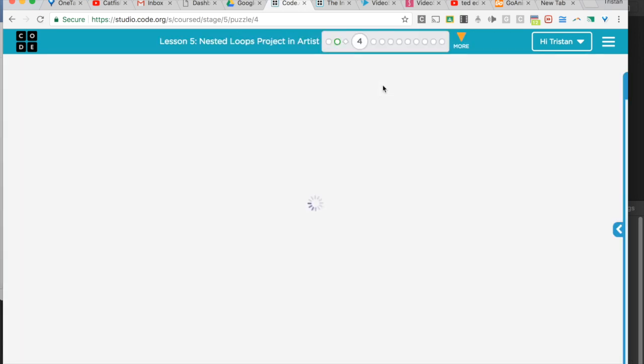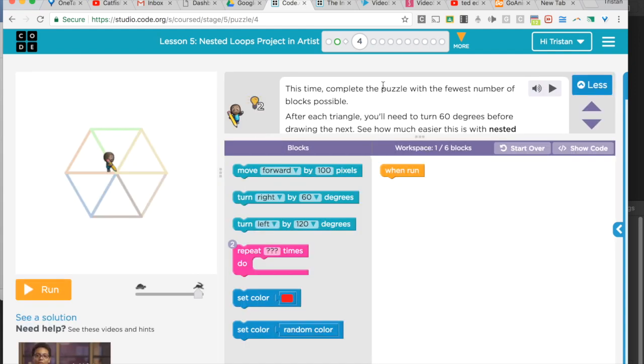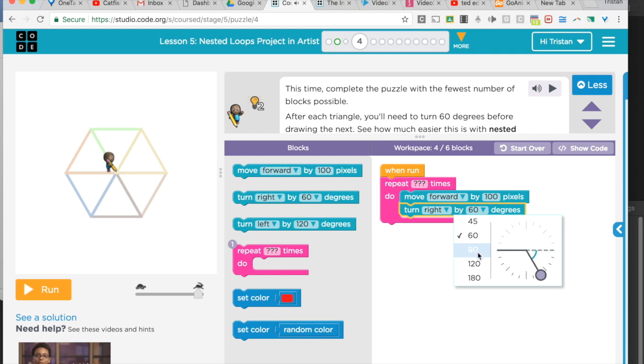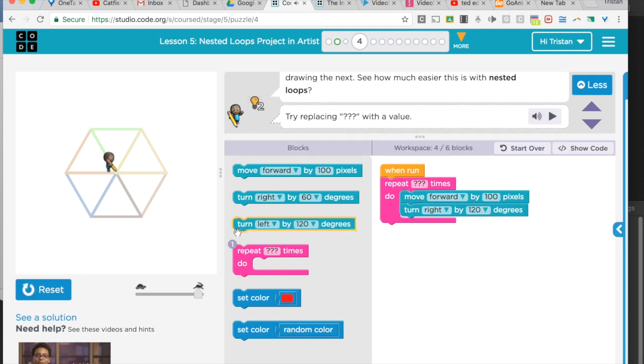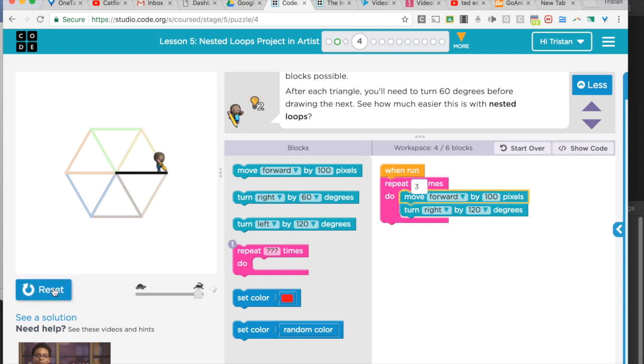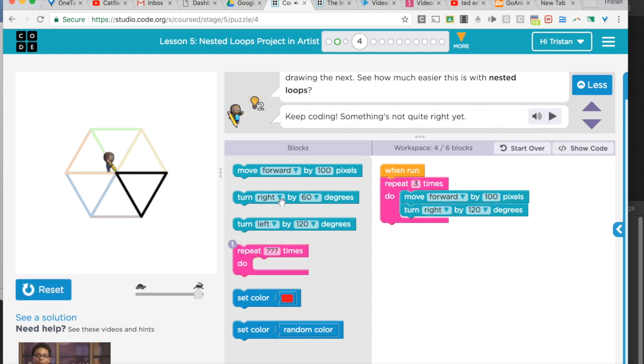instead of doing the same triangle over and over again and turning 60 degrees after every triangle, this time I have to make my triangle. So that's my triangle, right? Oops, I have to say three sides for my triangle. It's three sides of a triangle. Now I have to turn 60 degrees to do the next one.